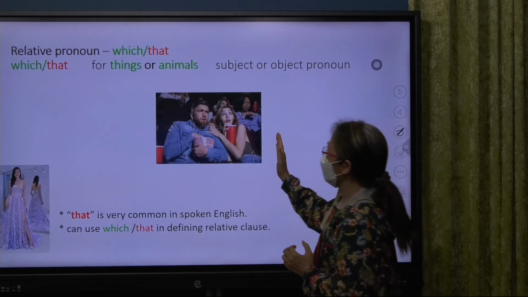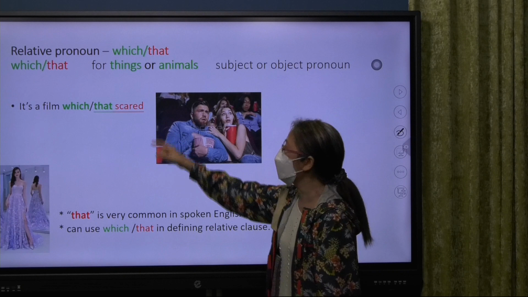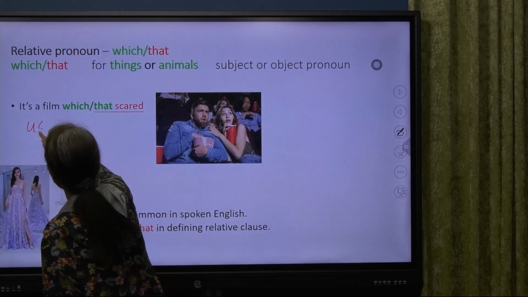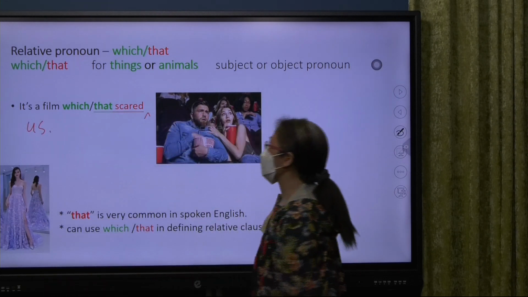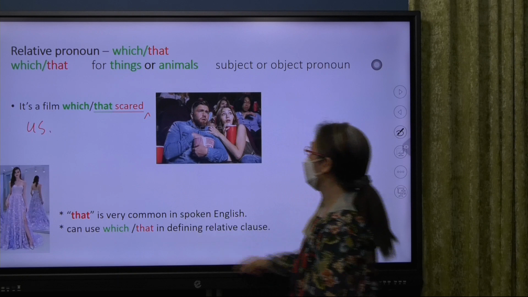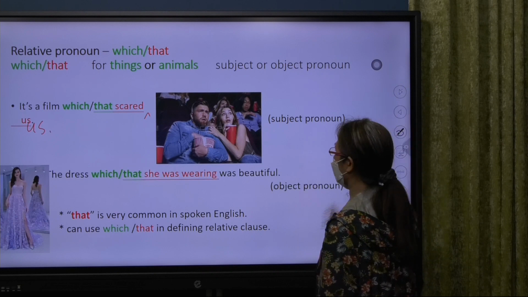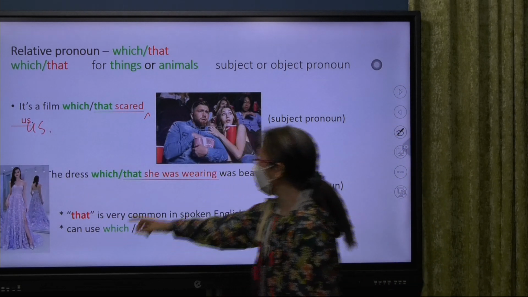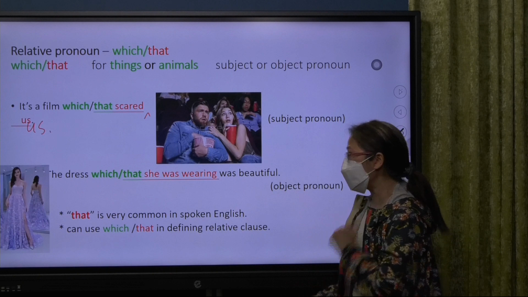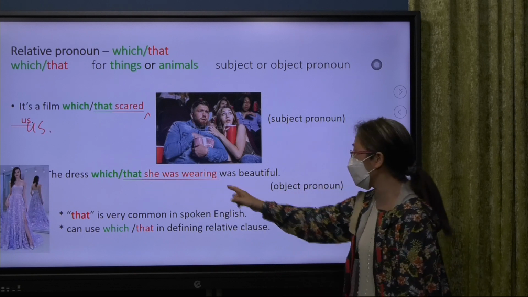Just like this one. Okay, it's a film which scared us. Okay, this one. It is a film which scared us. Or you can say it is a film that scared us. And this one. Okay, this one, look at the dress. The dress which she was wearing was beautiful. You can also say the dress that she was wearing was beautiful.